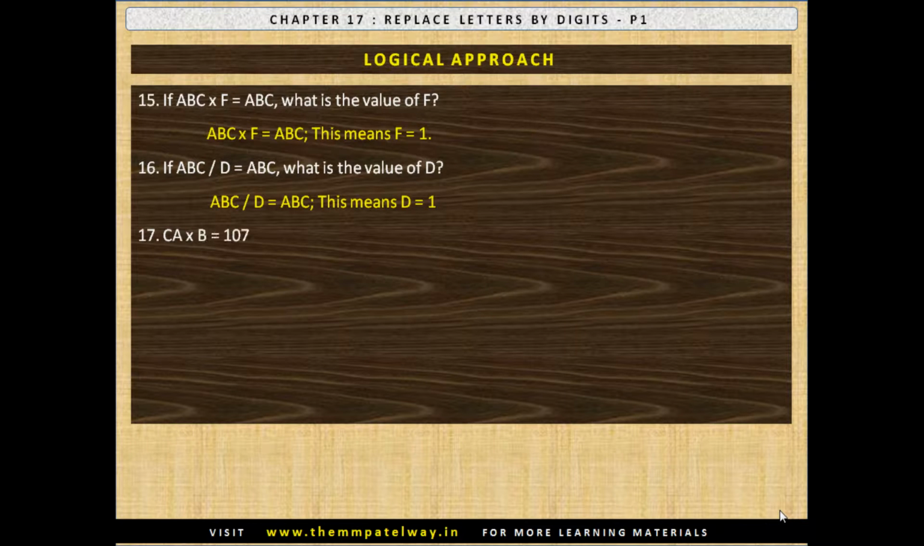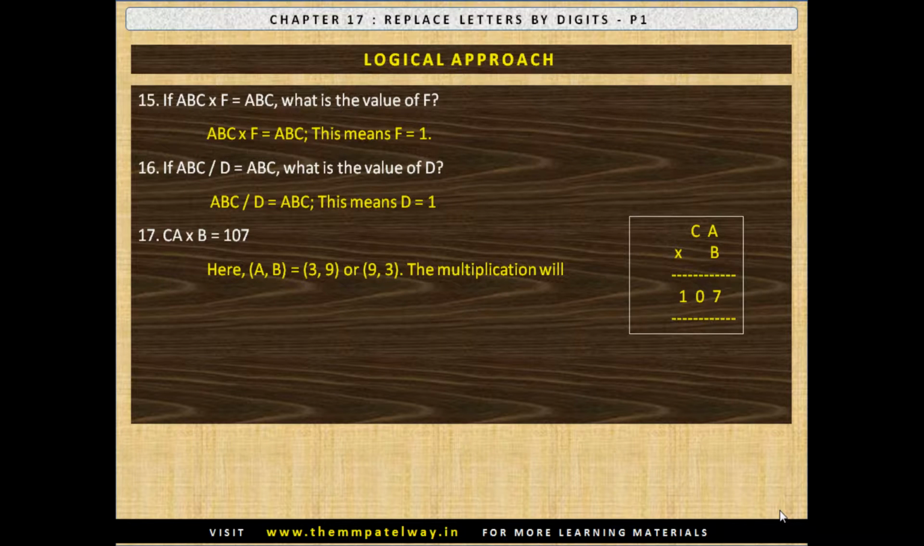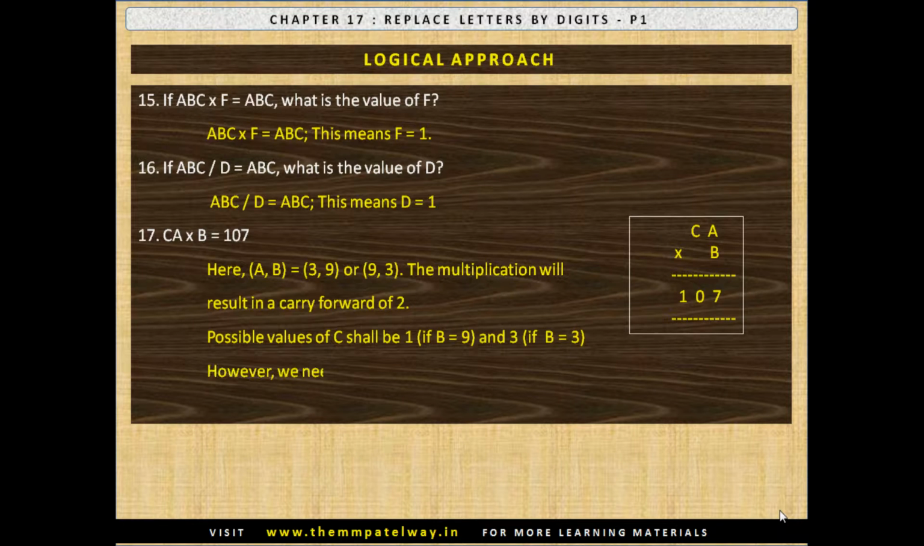17. CA into B equals 107. Here, the values of A and B will be equal to 3 and 9, or 9 and 3. The multiplication will result in a carry forward of 2. Possible values of C shall be 1 if B equals 9, and 3 if B equals 3. However, we need C into B plus 2 equals 10, and it's not possible to get 10 in the given conditions, and therefore this is an impossible situation.